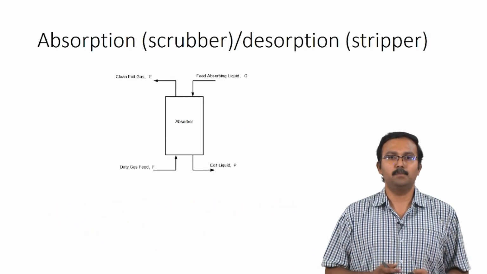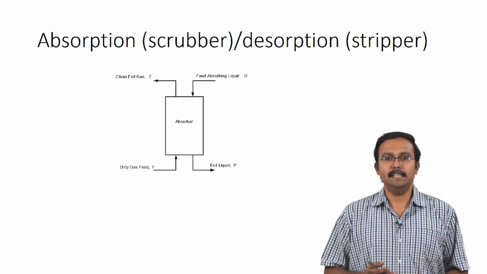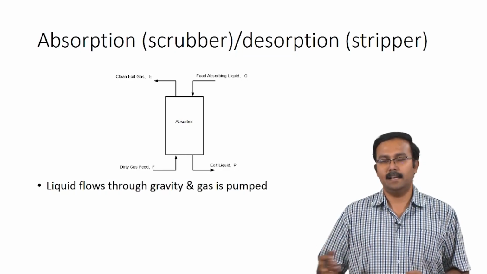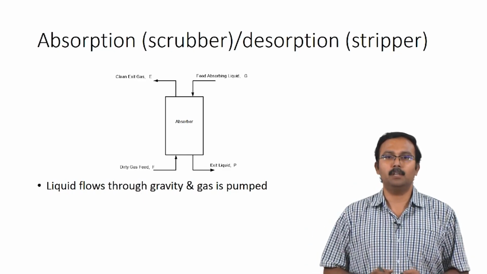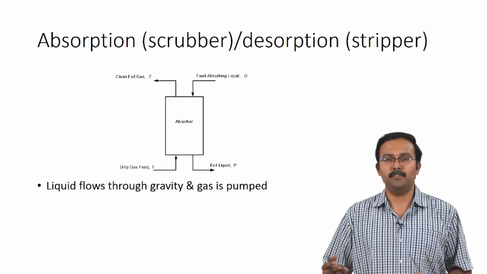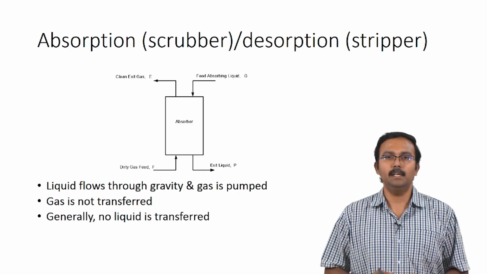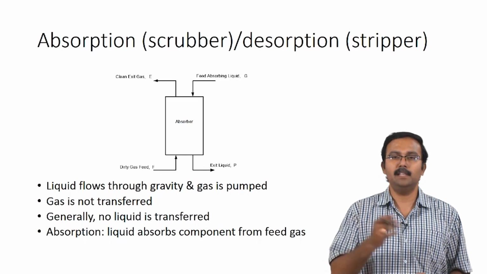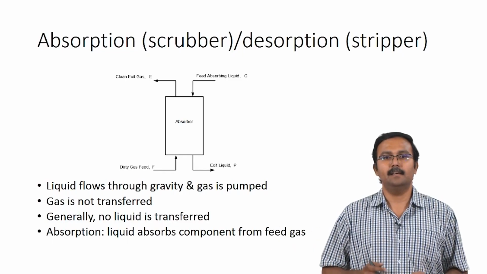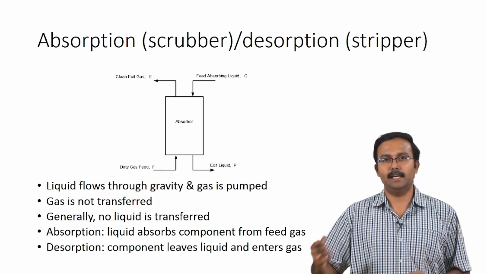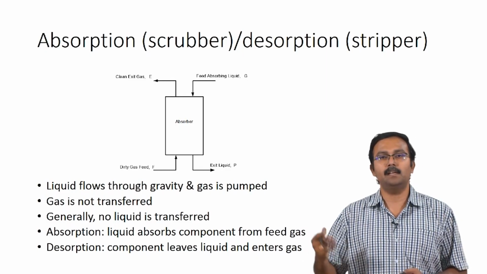You also have an absorption or a desorption system which looks very similar to the extraction process which we looked at. In this case the difference is there is a liquid and a gas instead of two liquids or a liquid and a solid. You have the liquid which flows from the top to the bottom because of gravity, and gas is pumped from the bottom and leaves through the top. Gas itself is not transferred, liquid is also not transferred usually. However, there is one component which is transferred between the liquid and the gas. In case of absorption, the liquid absorbs the component from the feed gas, and in desorption the component leaves the liquid and enters the gas. So these are the two systems which are similar and are seen in many chemical and biochemical industries.